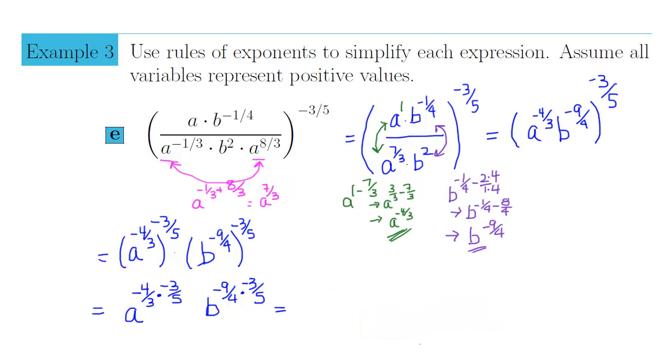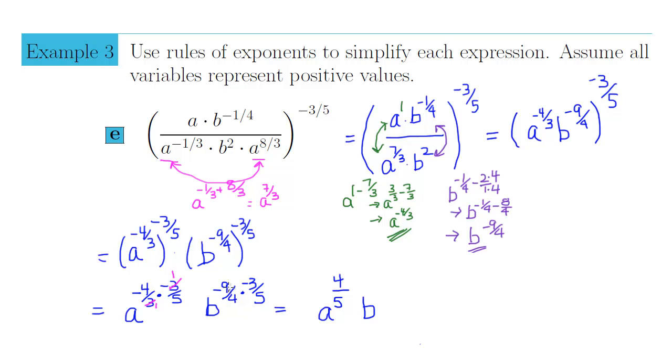And simplifying and putting this all together, we get that a to the negative 4/3 times negative 3/5, when we perform the multiplication, we first cancel our 3's from numerator and denominator and then multiply across. So that gives us a raised to the negative 4 times negative 1, which is just positive 4, over 1 times 5, which is 5. So a raised to the 4/5.